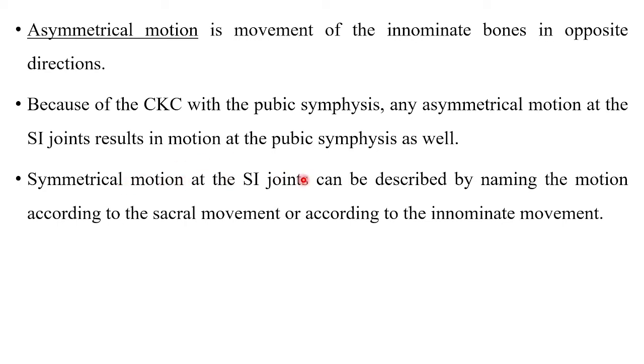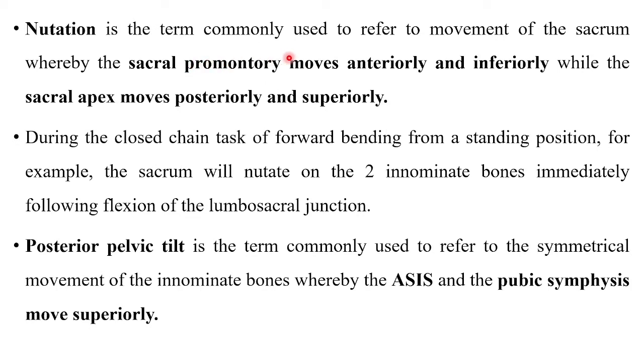Symmetrical motions at the sacroiliac joints can be described by naming the motion according to the sacral movement or according to the innominate movement. Nutation is the term commonly used to refer to the movement of the sacrum, whereby the sacral promontory moves anteriorly and inferiorly, while the sacral apex moves posteriorly and superiorly. During the closed chain of forward bending from a standing position, for example, the sacrum will nutate on the two innominate bones immediately following flexion of the lumbosacral junction.